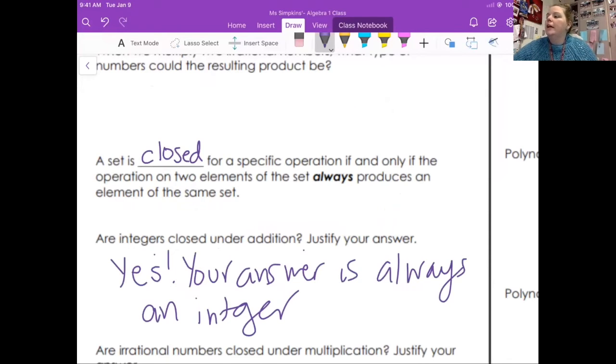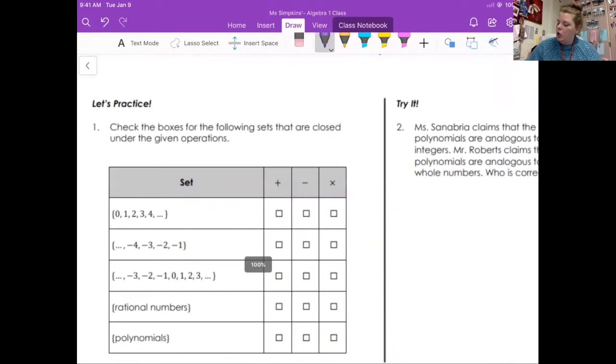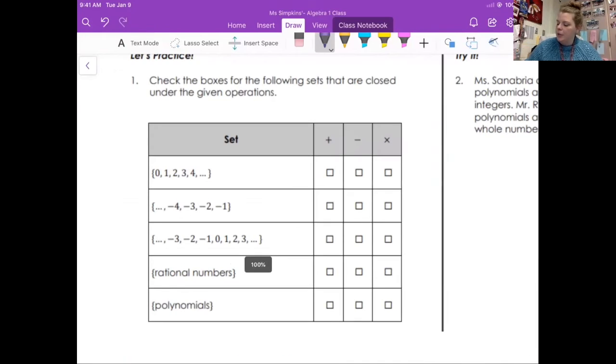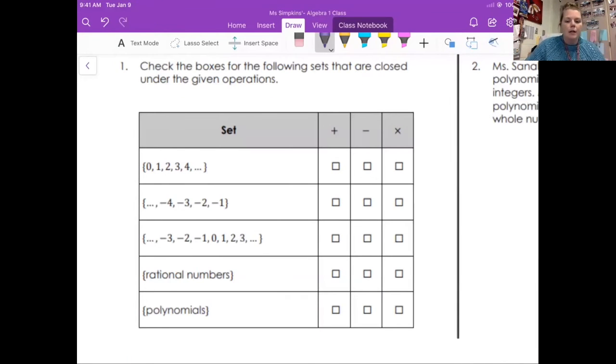So we're just going to look at some different operations and sets of numbers and decide if they are closed or not closed under each operation. So go ahead and find this little check box. So the first set of numbers, 0, 1, 2, 3, 4, and so on. If you add numbers in that set, will you always get another number that is in there? Yes, so that would be considered closed.